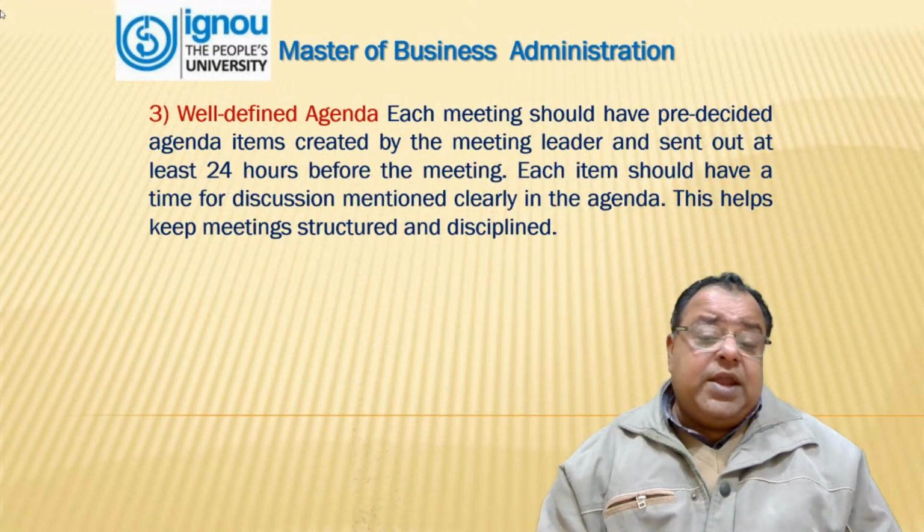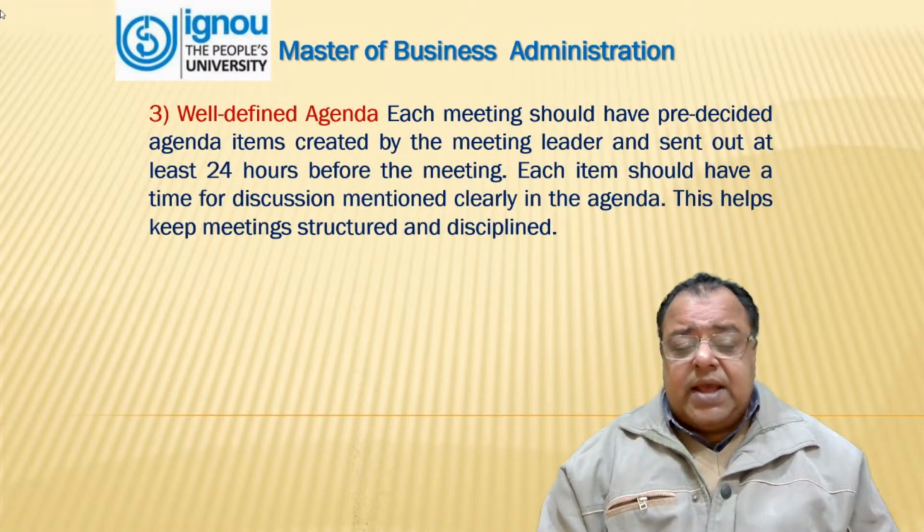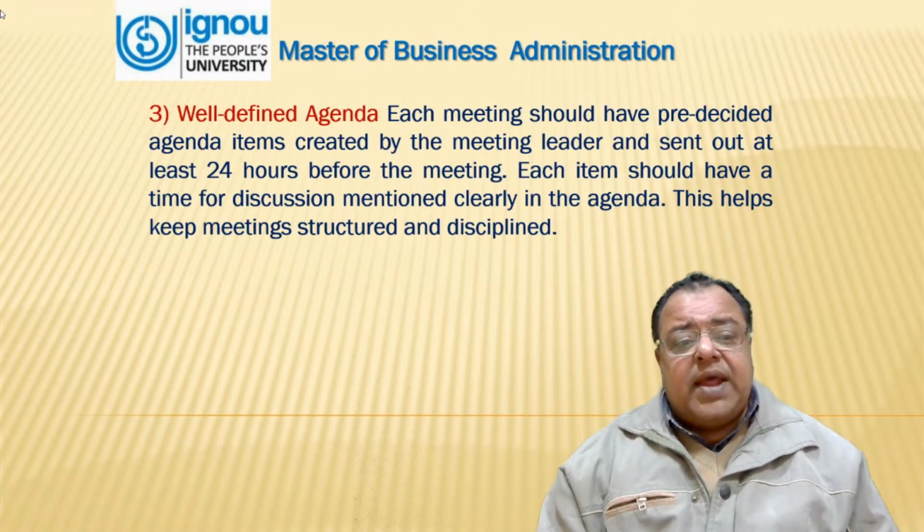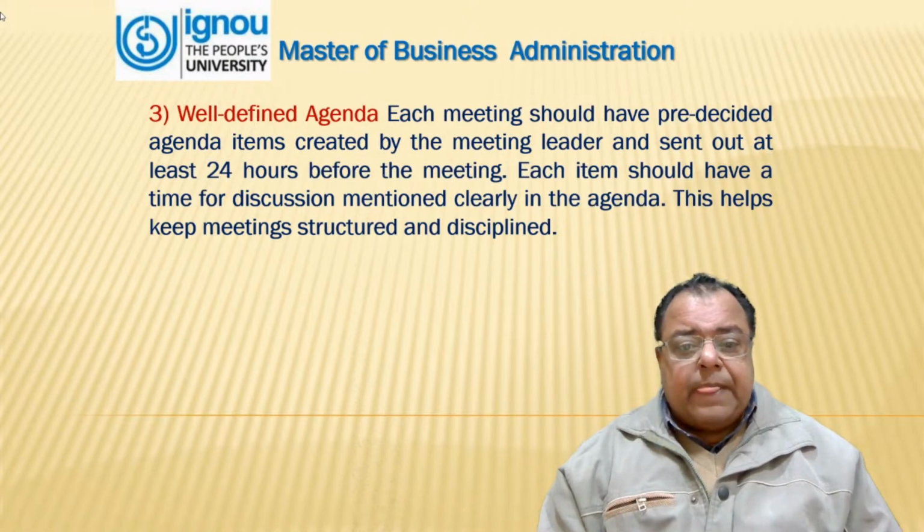Well-defined agenda. Each meeting should have pre-decided agenda items created by the meeting leader and sent out at least 24 hours before the meeting. Each item should have a time for discussion mentioned clearly in the agenda. This helps keep meetings structured and disciplined.